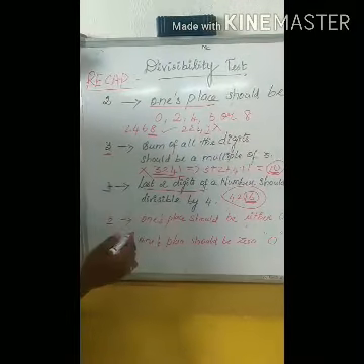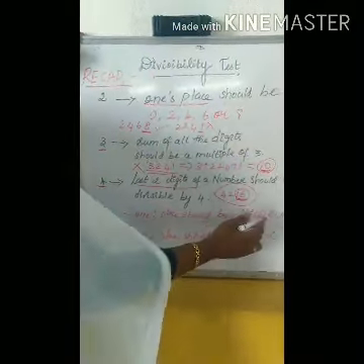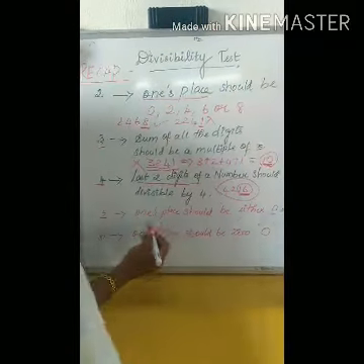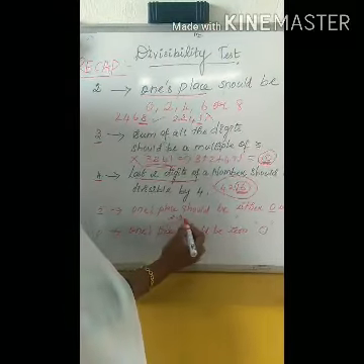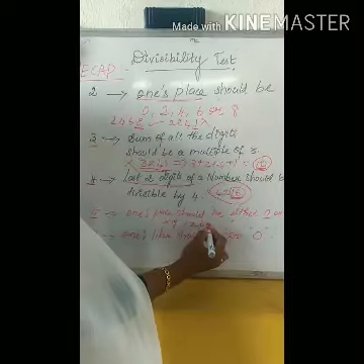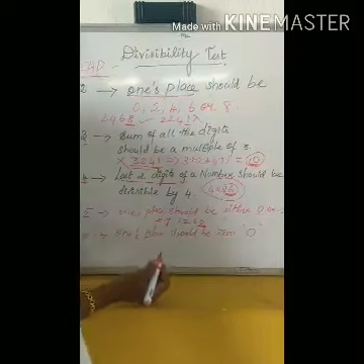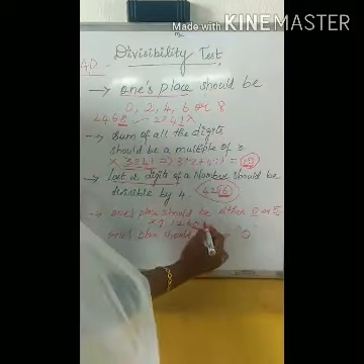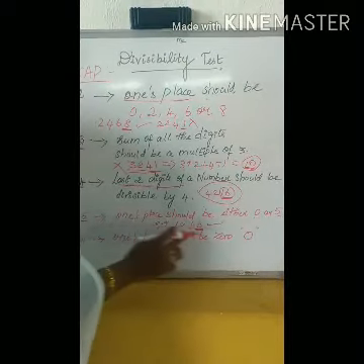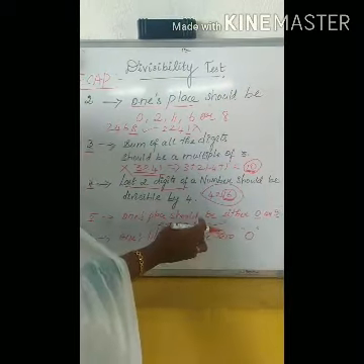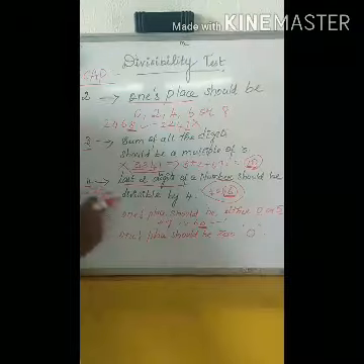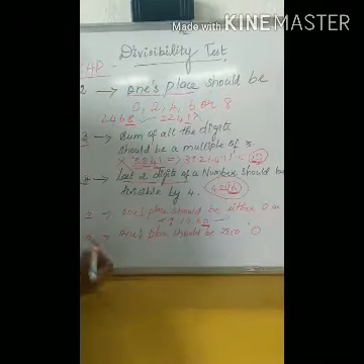Next, divisibility test for 5. Ones place should be either 0 or 5. For example, you can see 1260. The ones place, the last digit, is 0. Hence, the number is divisible by 5. That is, if the ones place is either 0 or 5, then the whole number is divisible by 5.